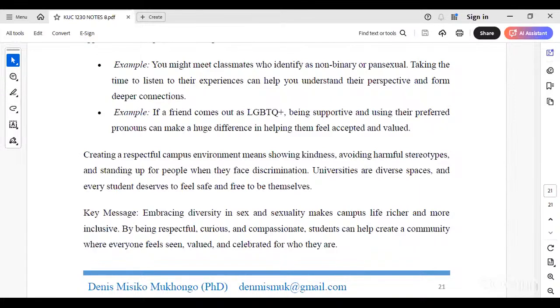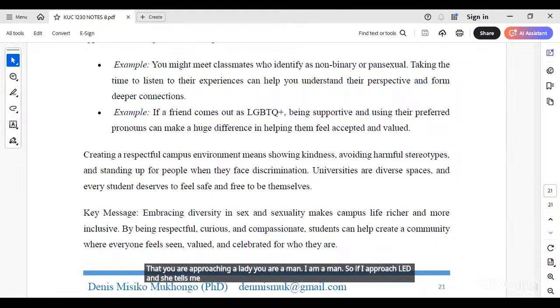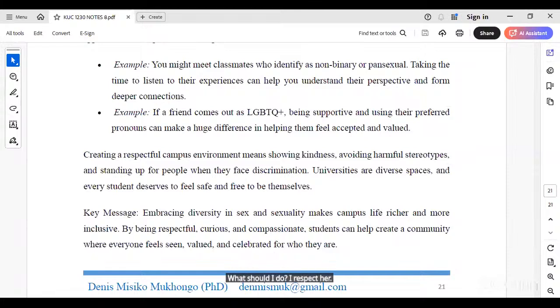What actions should I take if mtu wa jenda yangu ananitaka kimapenzi? I gave an example that you are approaching a lady, you are a man. I am a man. So if I approach a lady and she tells me she does not date men, what should I do? I respect her decision.